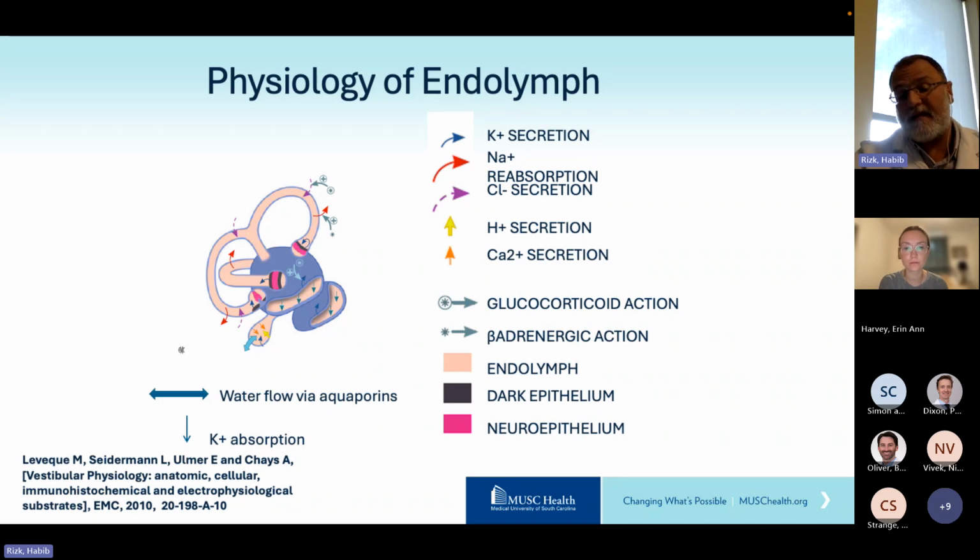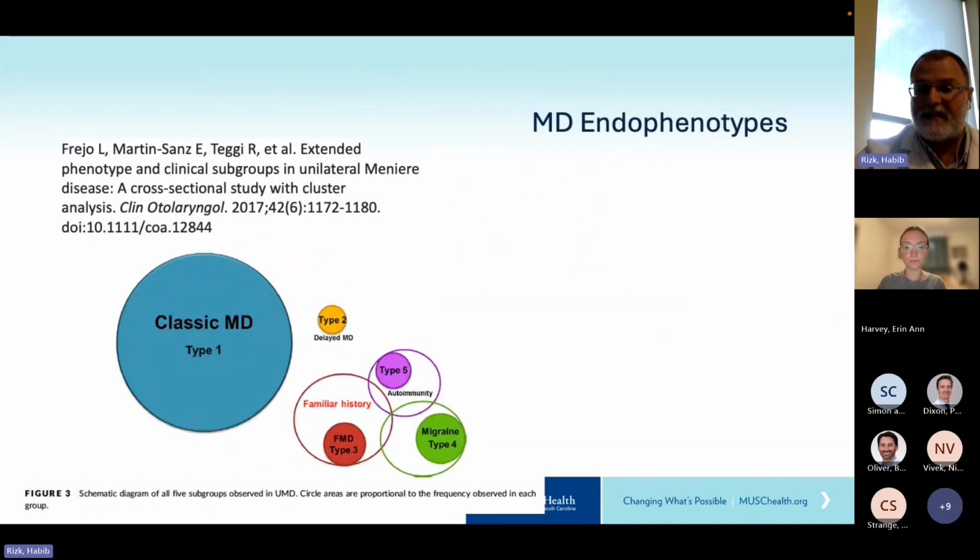So again, the correlation between Meniere's and migraine also extends to how migraine treatment can affect Meniere's disease. In 2017, the Meniere's disease consortium in Europe published on the Meniere's disease endophenotypes. They looked in a multi-institutional way across Europe at several hundred Meniere's disease patients, and were able to do a cluster analysis and identify 5 clusters.